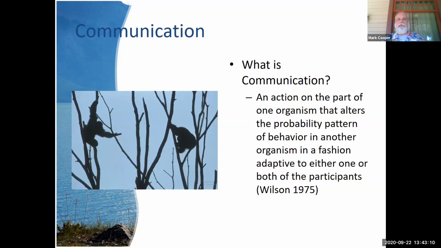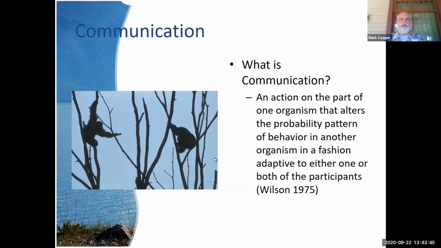But Wilson, 1975: an action on the part of one organism that alters the probability pattern of behavior in another organism in a fashion adaptive to either one or both of the participants. So lots to look at, lots to think about. The idea is that some individual is giving a signal and then another individual is receiving that signal. That's a way of looking at it. And again, there's lots of different ways, and don't memorize this word for word.